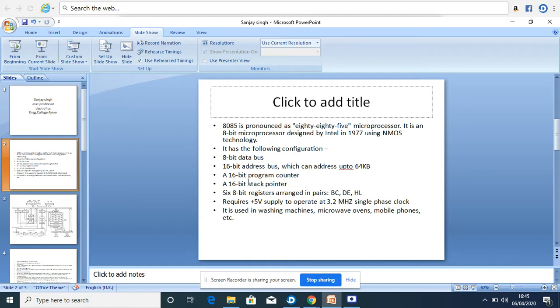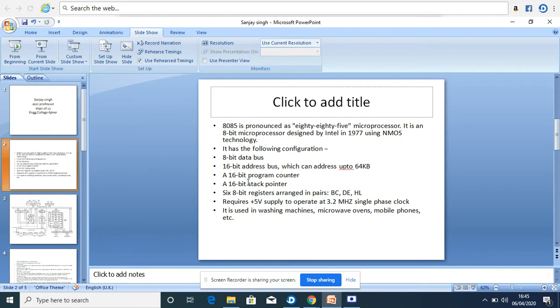In the 8085 microprocessor, there are three types of buses. One is called the data bus. The data bus is 8 bits long. This bus is bidirectional. Bidirectional means this bus carries information and data from the microprocessor to the device or memory and vice versa.